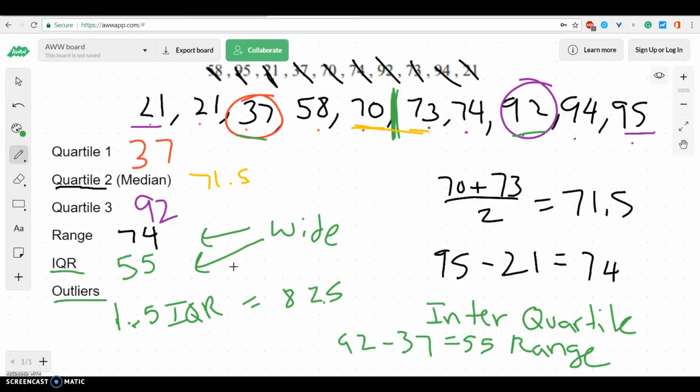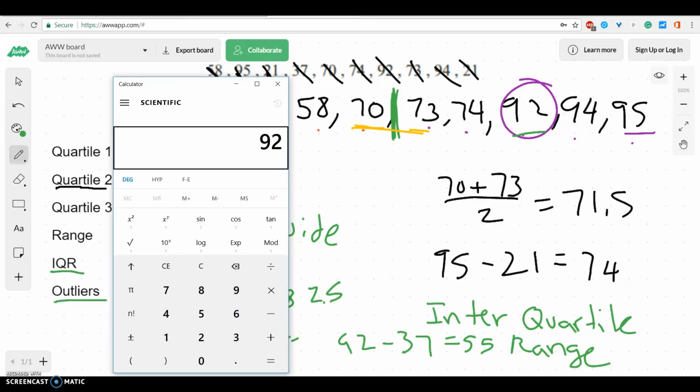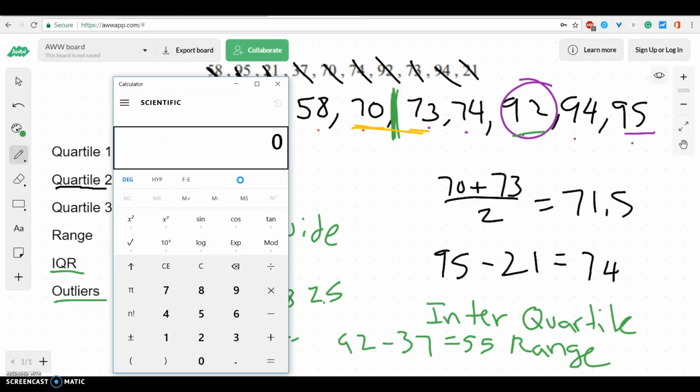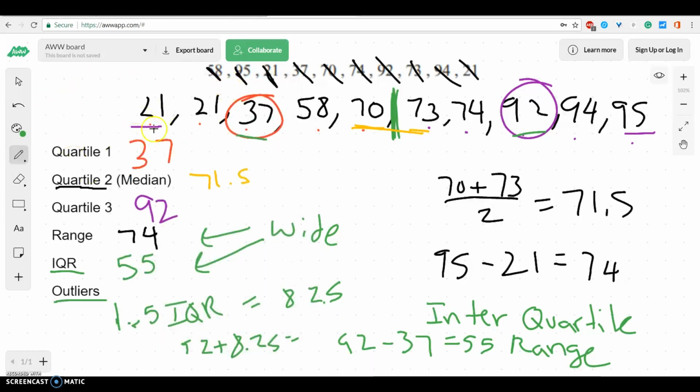Well, you can see when you do this that if you add 92 plus 82.5, you get a really big number, 174.5. So there is no data that's bigger than 174.5. Then we do the same thing with 37. We go 37 minus 82.5, and we'd find negative 44. And we find that no number is below negative 44. So we have no outliers.